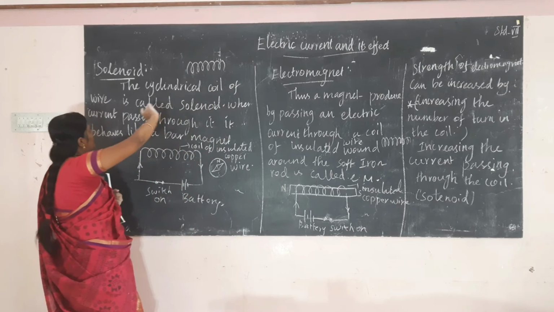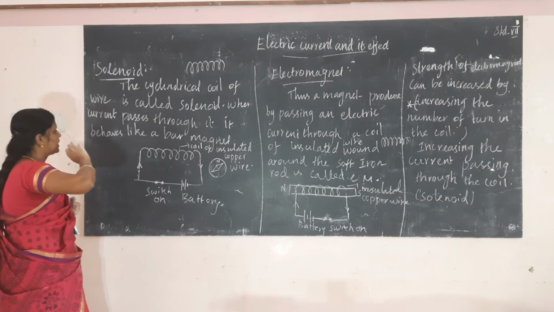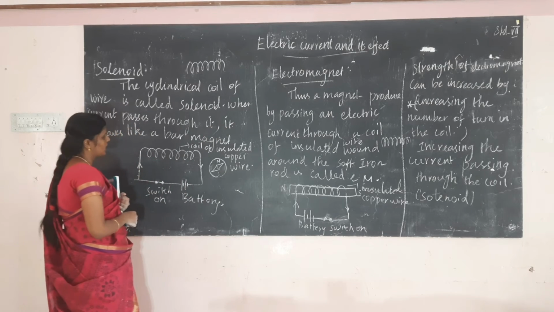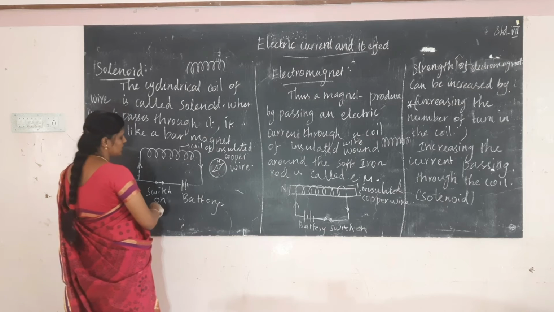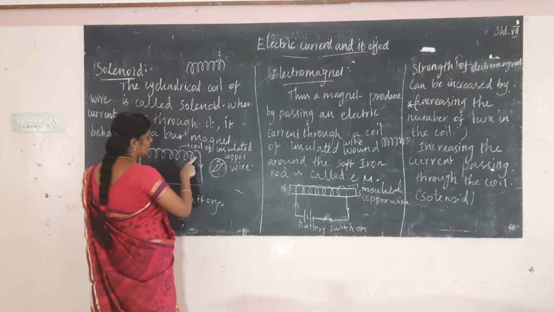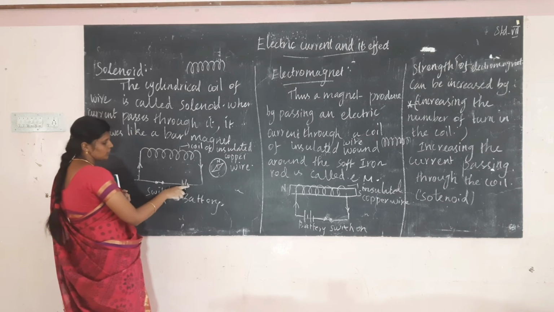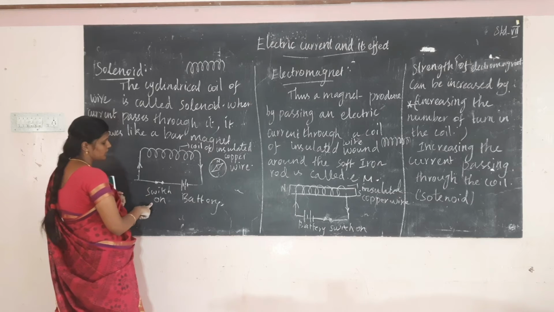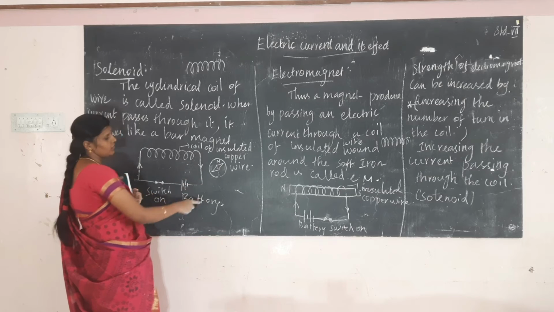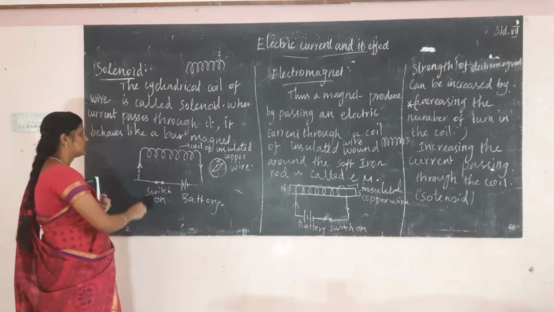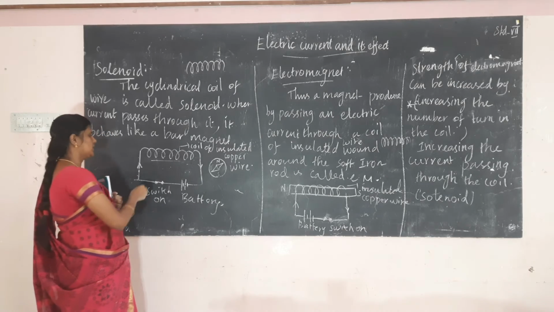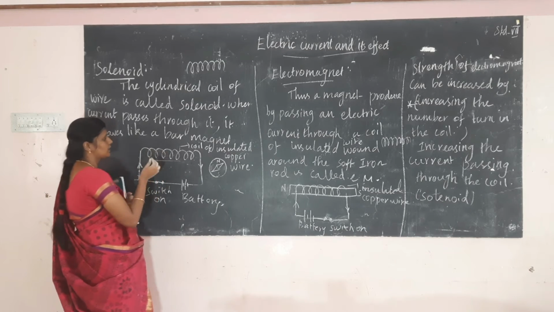And the cylindrical coil of wire is called a solenoid. When the current passes through it, it behaves like a bar magnet. Here, switch on position, the solenoid, a coil of insulated copper wire, is connected through a battery and switch. Now the switch is in on position, the current flows through the circuit, and the compass needle gets deflected. The coil of the wire, the solenoid, acts like a bar magnet.